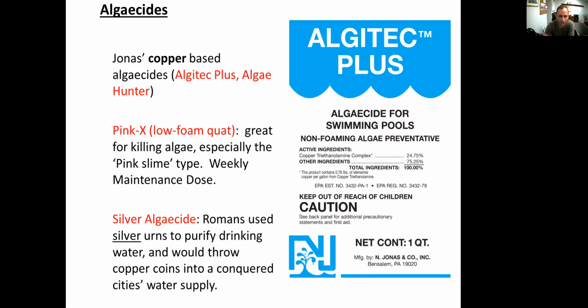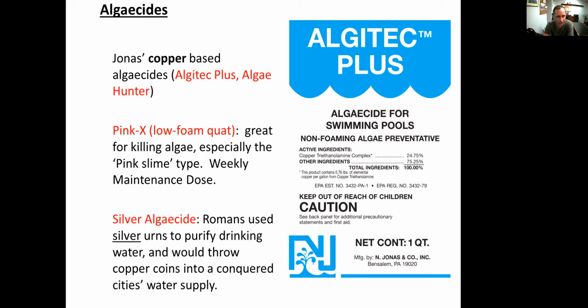So if you're using a copper algicide, make sure it's a good one that has sequestering technology in the formulation. Otherwise you're creating a possible staining problem more than you would if it has sequestering built into it.